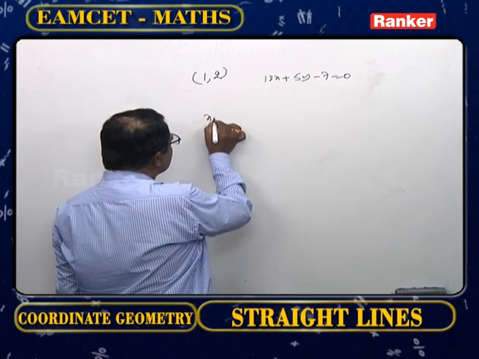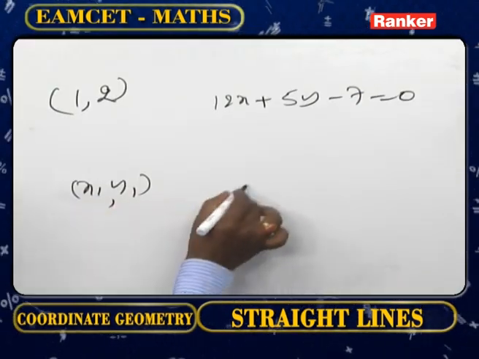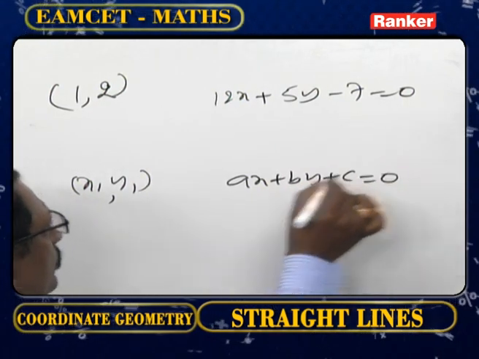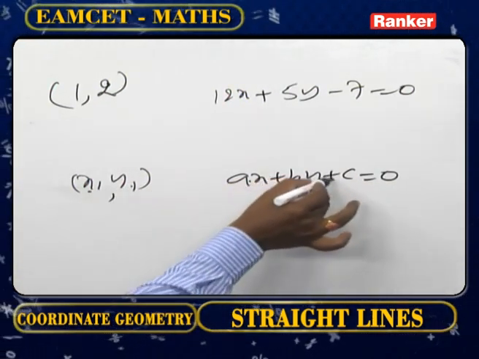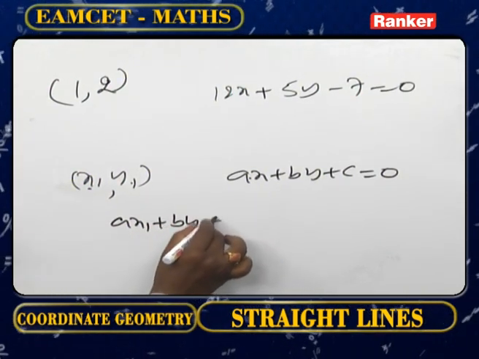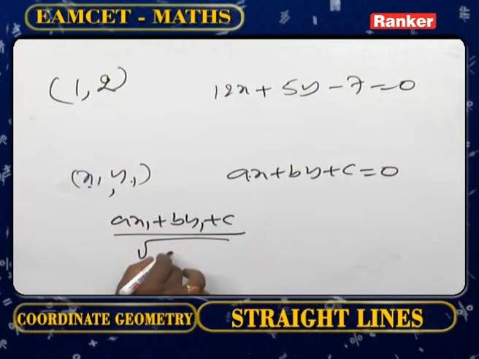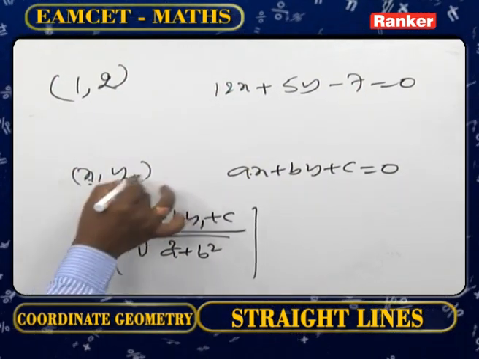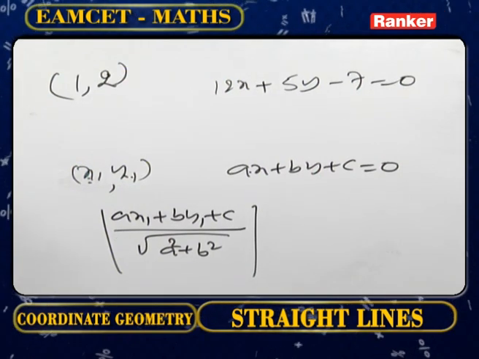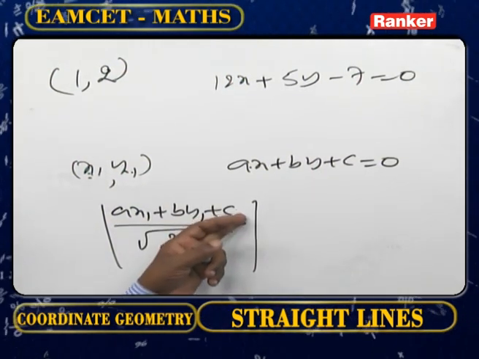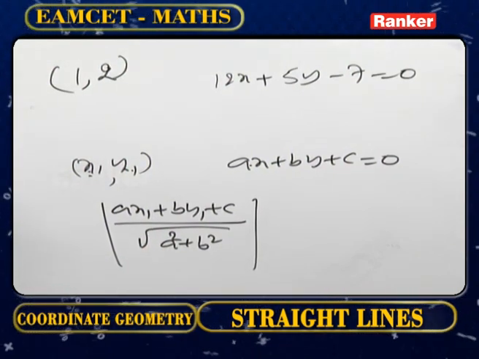Suppose the point is (x1, y1) and the straight line is ax + by + c = 0. Now the perpendicular distance from (x1, y1) to the straight line is |ax1 + by1 + c| / square root of (a square + b square). The perpendicular distance from (x1, y1) to the straight line ax + by + c = 0 is |ax1 + by1 + c| / square root of (a square + b square).